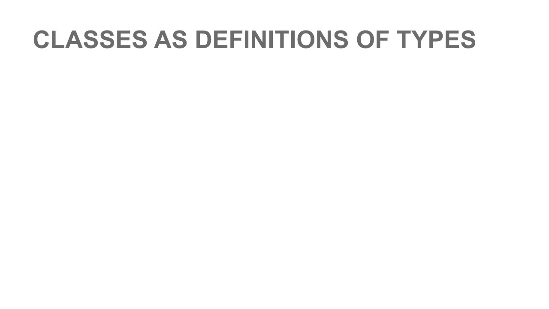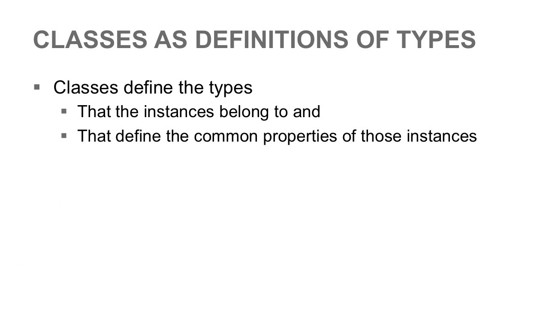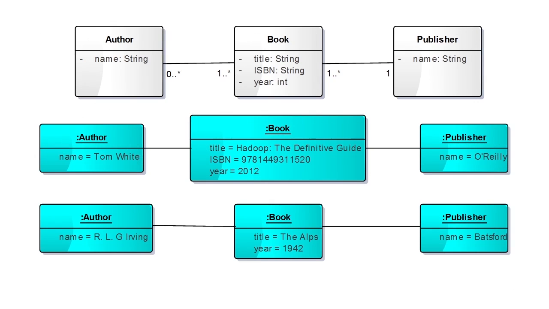From the individual books and their properties, I can abstract out the definition of classes that include the properties that I'm interested in as attributes. The objects model instances and the values associated with those instances. The classes model types and the properties that are common to instances of each type.